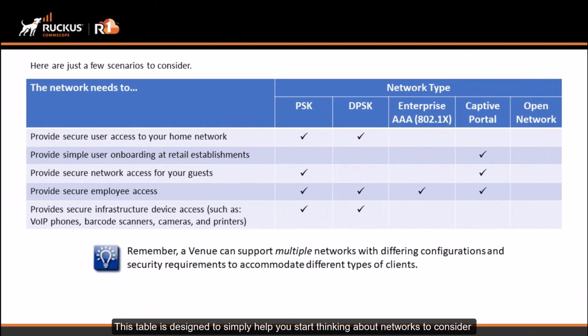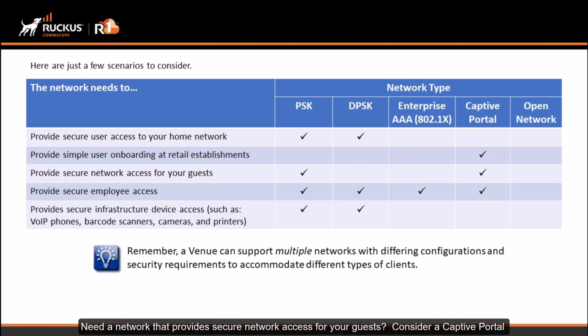This table is designed to simply help you start thinking about networks to consider for some common deployment scenarios. By no means does it address every scenario. Need a network that provides secure client access to your home network? PSK or DPSK networks are a good place to start. Need a network that provides simple client onboarding at retail establishments? A click-through or a self-sign-in captive portal network are worth consideration.